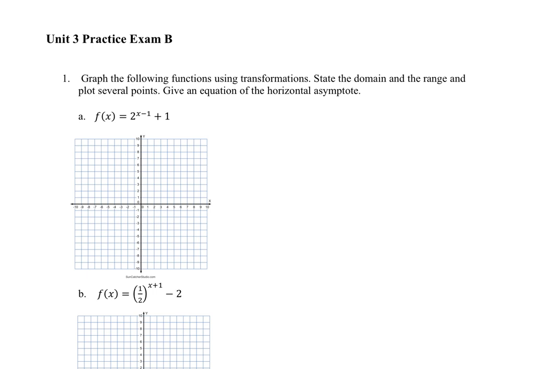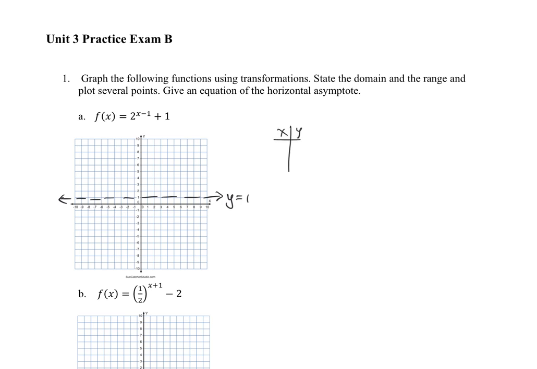This is the practice exam B for Unit 3, Math 1050. So we need to graph these exponential functions. Remember, exponential functions have a horizontal asymptote, usually along the x-axis at y equals 0, unless there's a vertical translation. Like with that, +1 moves the entire graph up 1 unit, including the horizontal asymptote. So the horizontal asymptote is right there at y equals 1.